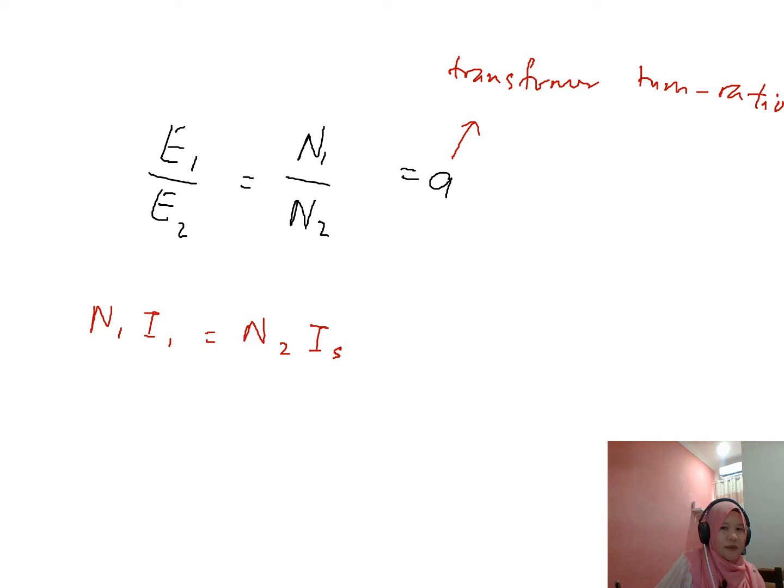So we can also state that I at primary divided by I at secondary is equal to 1 over the turn ratio of the transformer.